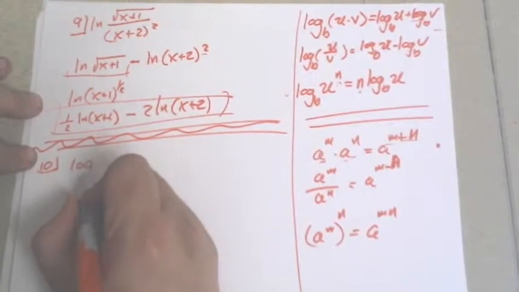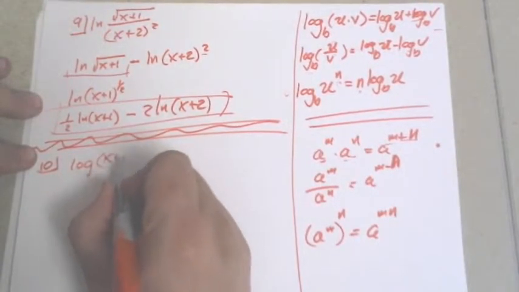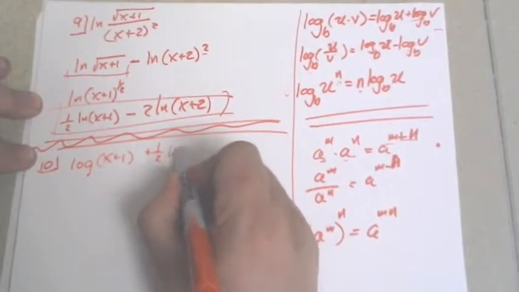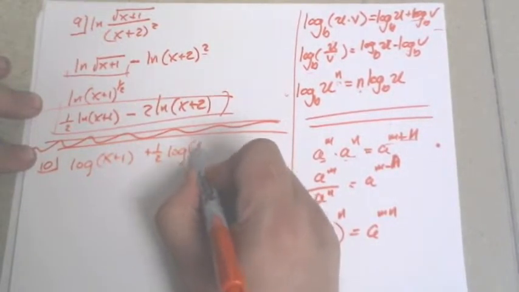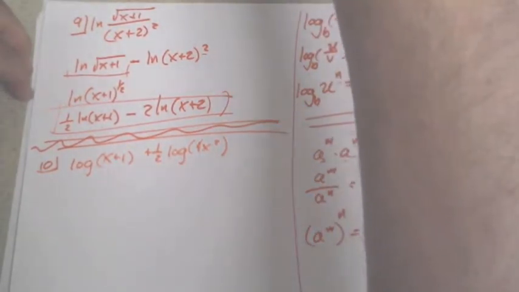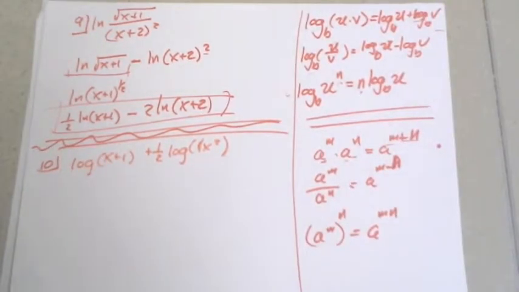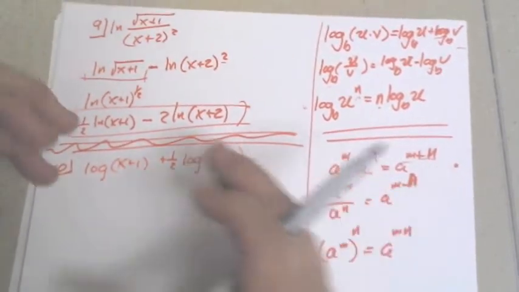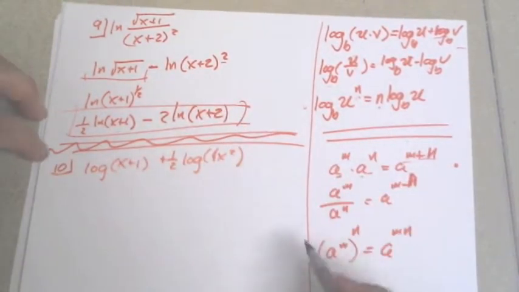Number 10 asks us to use our contraction tools to write this as a single logarithm. Trying to find a pen that's going to work. Well, let's see. So now we're trying to go the other way. We have an expression that's in pieces. We're trying to bring it together.